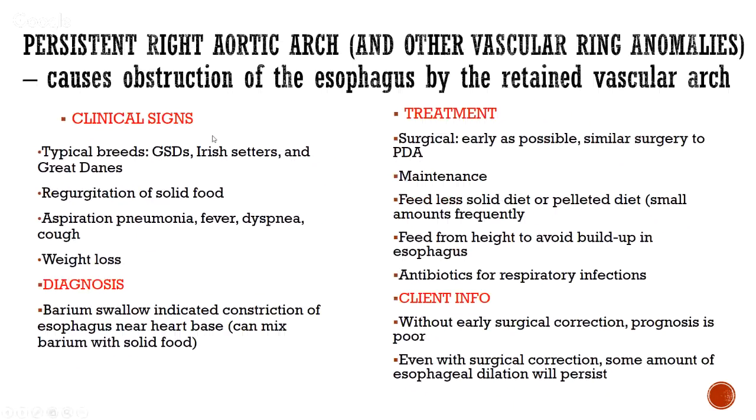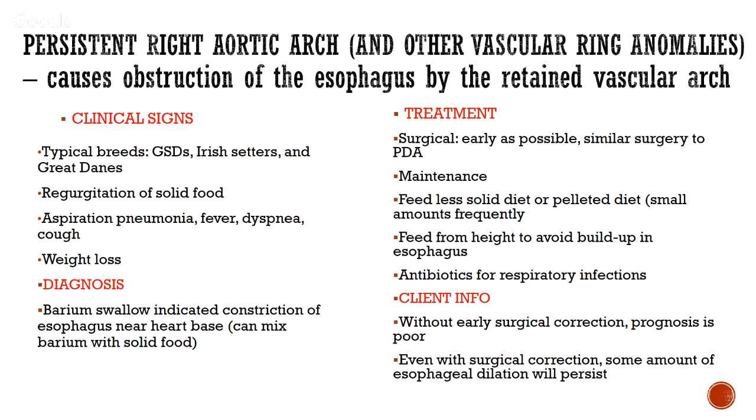A persistent right aortic arch or any other vascular ring anomalies. So what happens is, remember, we have a lot of this shunting of blood when they're in the fetus. And if this right aortic arch stays in place and we don't lose it, and then we have growth of the animal, the esophagus and everything in there gets bigger, but this persistent right aortic arch does not. So it actually encircles the esophagus and keeps it shut. So it becomes stenotic. We can see this in German Shepherd dogs, Irish Setters, and Great Danes.